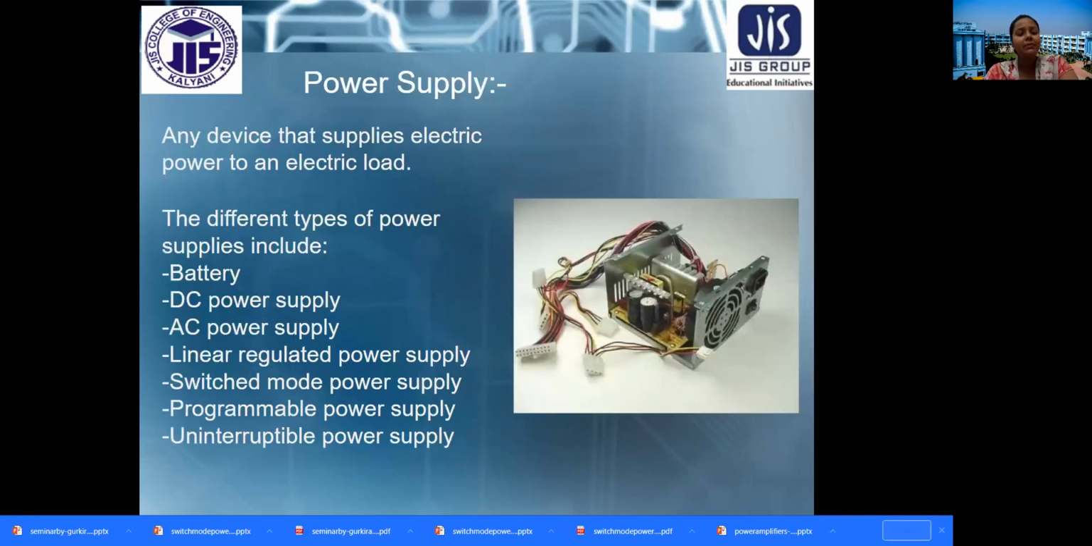So what is a power supply? Any device that supplies electric power to an electric load can be defined as power supply. The different types of power supplies include battery, DC power supply, AC power supply, linear regulated power supply, switched mode power supply, programmable power supply, and UPS, that is uninterruptible power supply. So these are different kinds of power supply we may have.